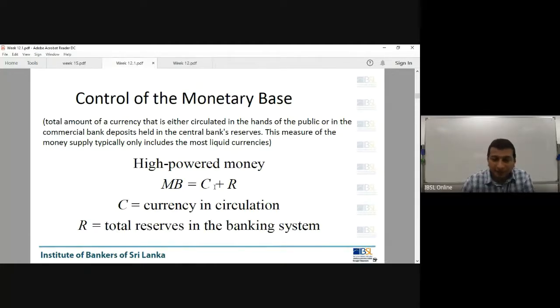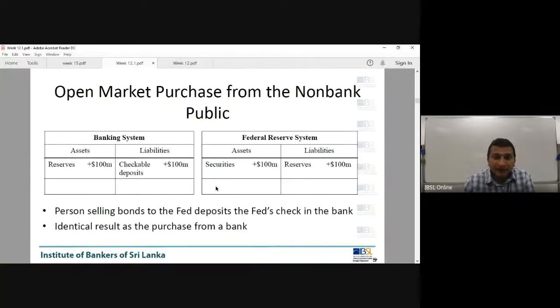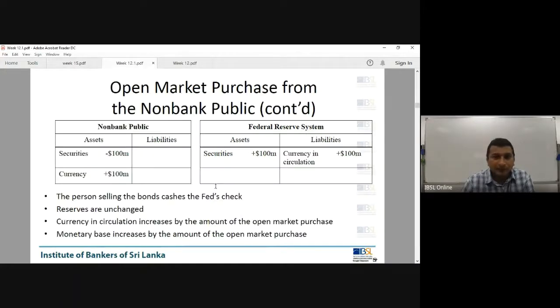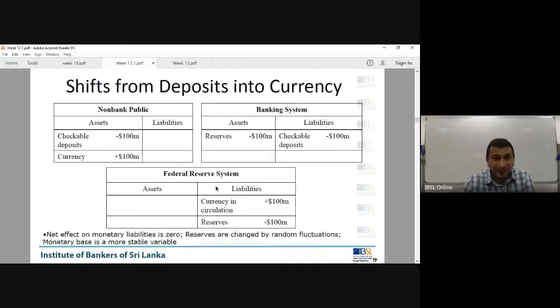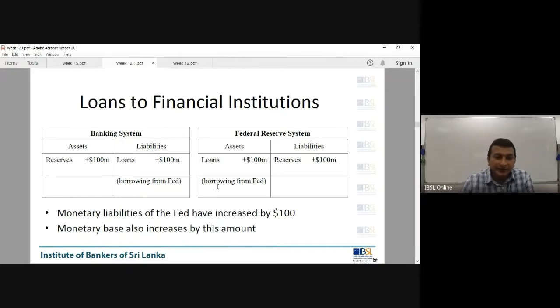If not high-powered money, you know the monetary base is nothing but the currency in circulation and the total reserves. And then we looked at different open market operations, open market purchase, open market sale, and then shifts from deposits into currency, and central bank loans to financial intermediaries, and how these things affect the money supply process.